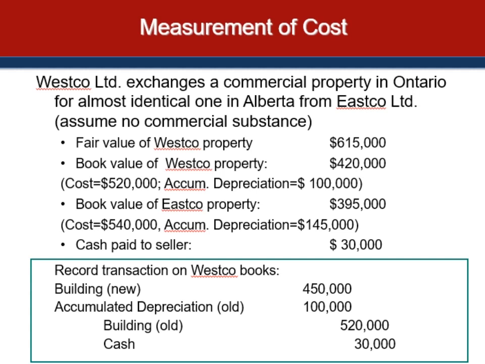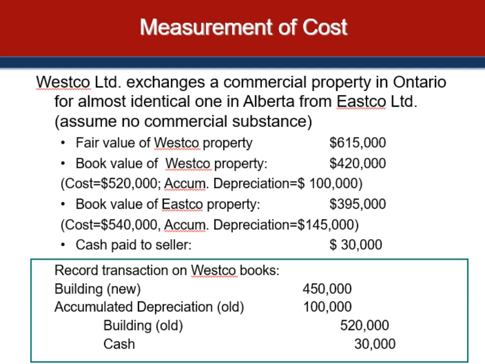And so the new building is recorded with no gain or loss. So the new building has the same net characteristics as the old one. We don't use the fair value of the West Coast property to determine this because of the lack of commercial substance. So we're just exchanging one for another one.